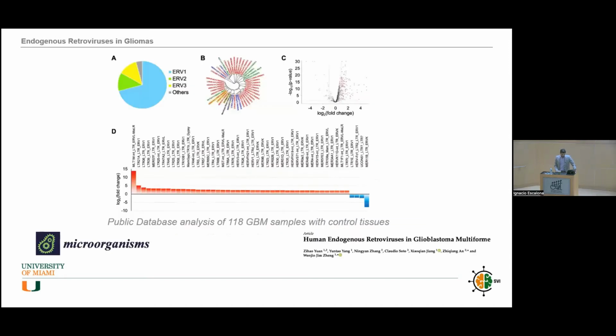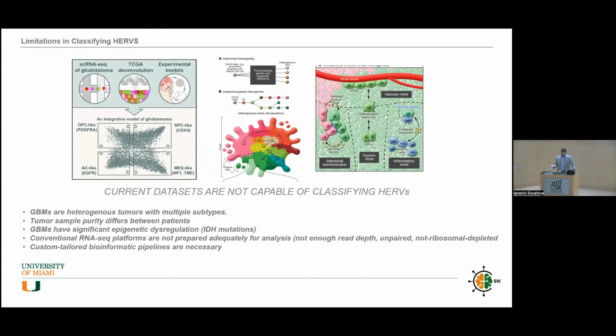Yet another study came out maybe a year ago suggesting that these retroviral elements are widely expressed in gliomas, but this was not an in-depth study. So not a lot is known in gliomas, and why is that? Why do you think? We have so many big atlases for gliomas. We have the Cancer Genome Atlas, we have the Chinese Glioma Atlas. Why aren't we capable of classifying endogenous retroviruses?